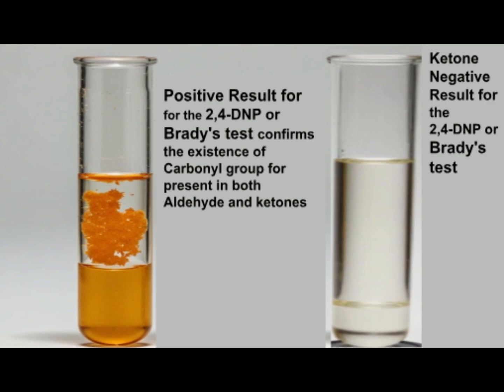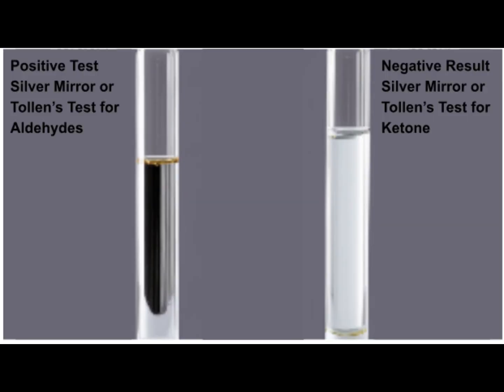In the left test tube, you can see the formation of an orange precipitate, which indicates a positive result. The right test tube shows no visible change, which means the test is negative. The second test is Tollens' reagent test. The left test tube shows a characteristic silver mirror forming on the inner surface, confirming the presence of an aldehyde. In contrast, the right test tube remains clear, indicating a negative result for a ketone.